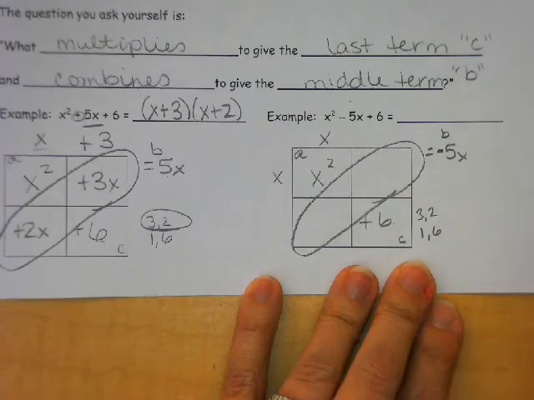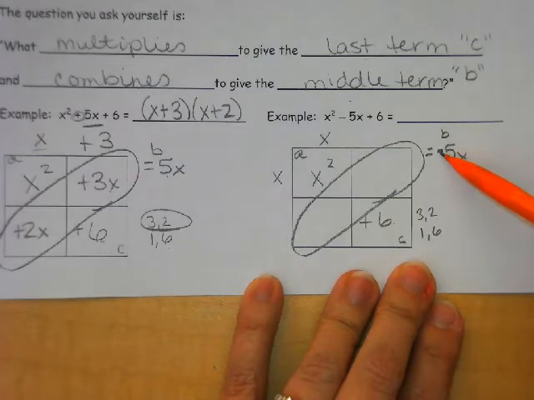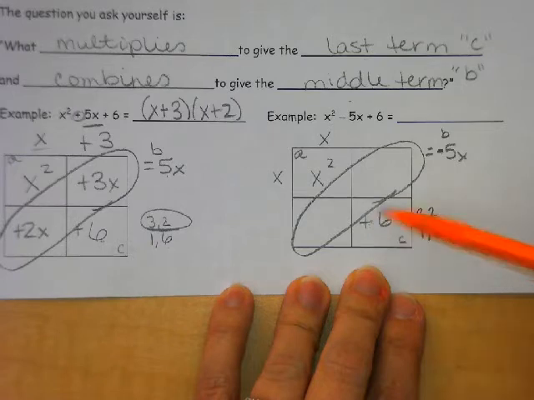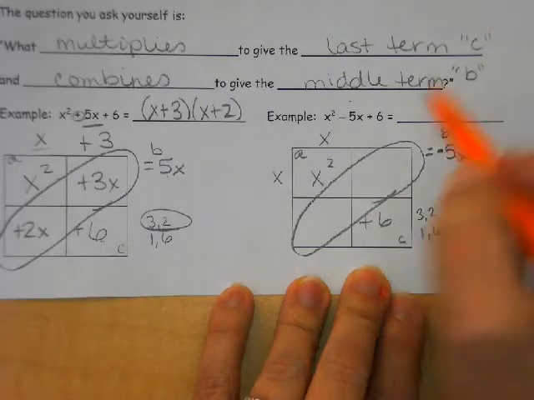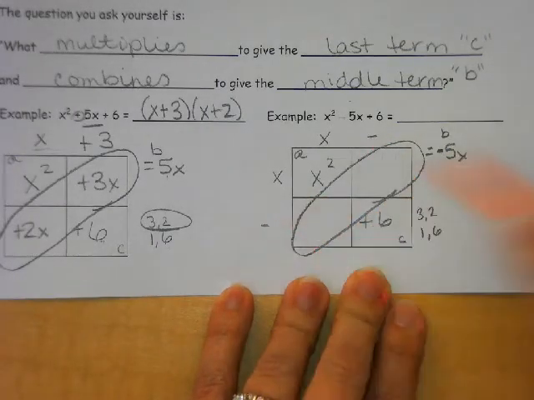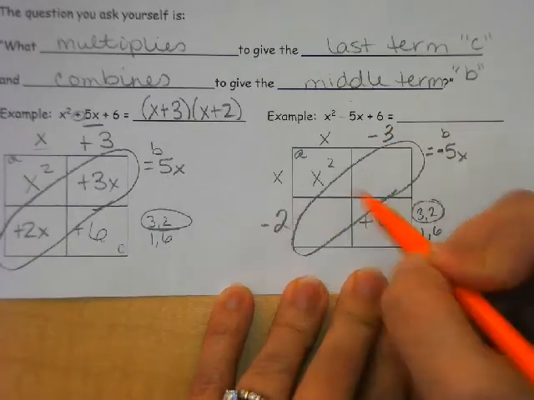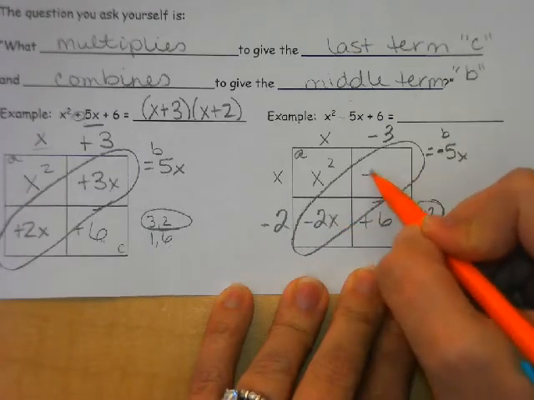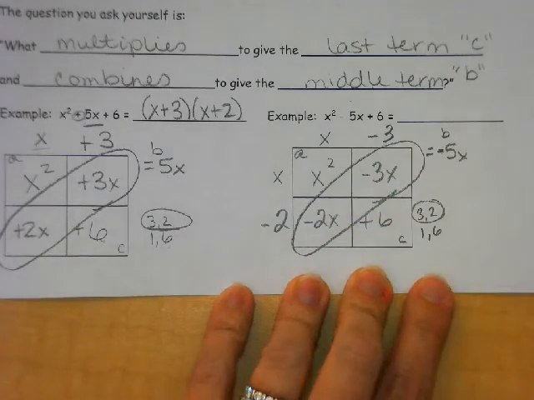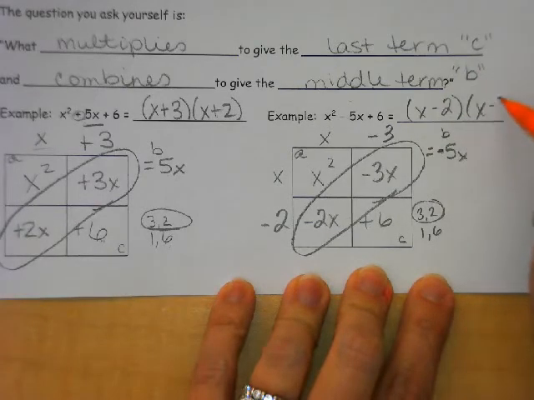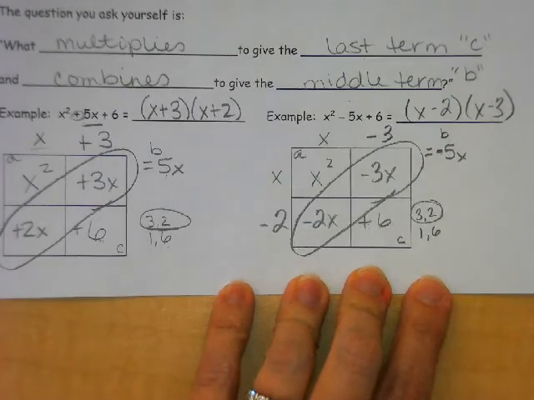But now, because this is a negative middle term, our signs, we know they have to be the same because a positive times a positive is a positive, or a negative times a negative is a positive. So we know these have to be negative. It's still 3 and 2, but now they are negative 3 and negative 2. Do you see that? So now we have x minus 2, x minus 3. You can write it in any order.